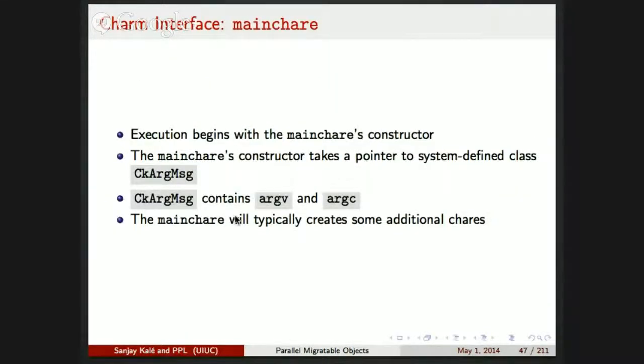We touched on this a little bit before, but the MainChar constructor is where the execution begins in the Charm++ program. It takes a CkArgMsg message, which contains the usual parameters you expect in main, argc and argv. This is where you will normally set up your system. You enter in the main char's constructor, and that's where you'll usually set up what other chars are going to be in the system, passing them proxies so they know how to communicate with each other, etc.